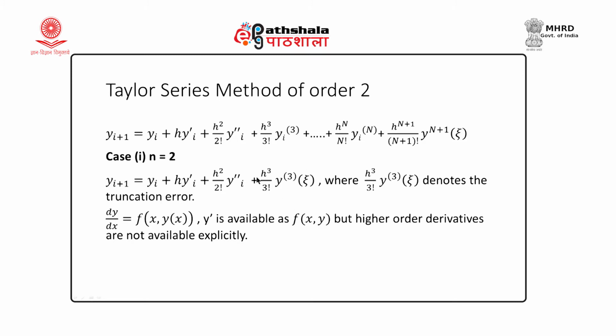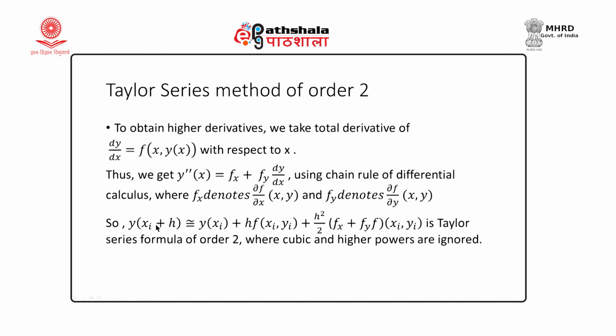Because xi is not known, this term we will ignore, and yi plus 1 will be approximated by the sum of the first 3 terms: yi plus h yi dash plus h square by 2 factorial yi double dash. So, we need to determine the values of yi dash and yi double dash. Y dash of course is available to us by the expression dy by dx is f(x, y), and so we can determine it. But for higher order derivatives, like y double dash, we will need to differentiate this equation.